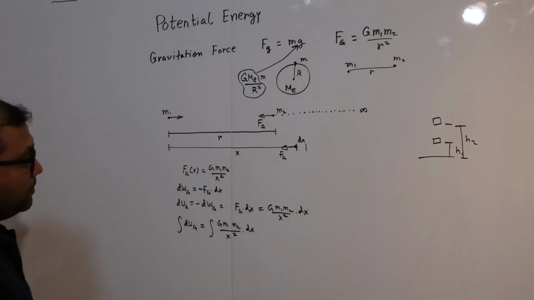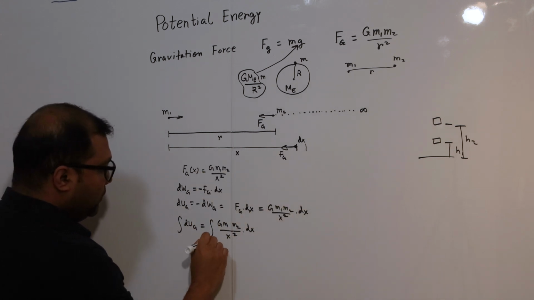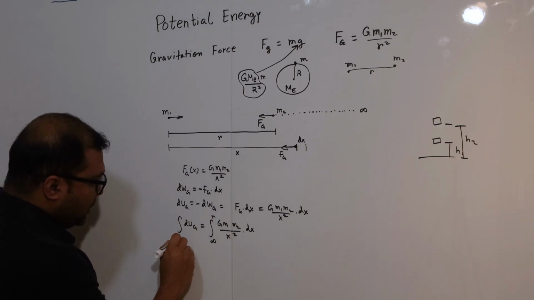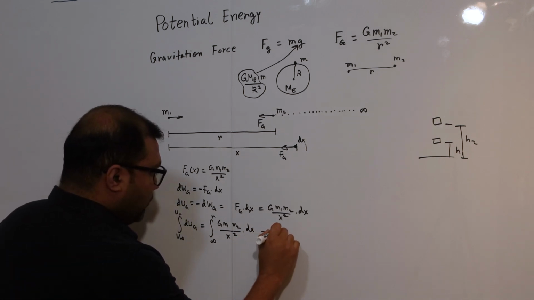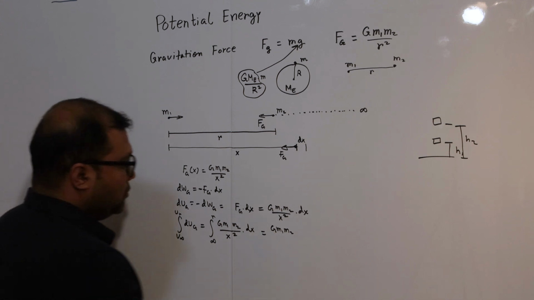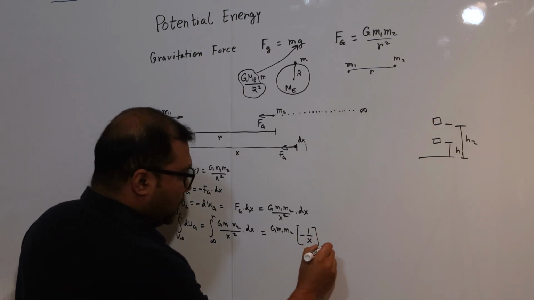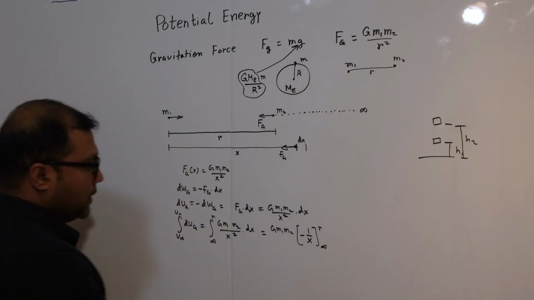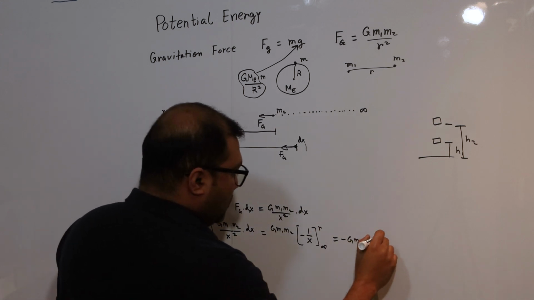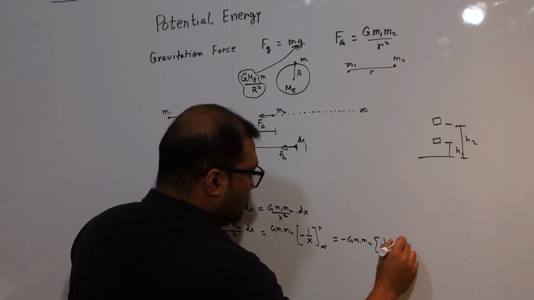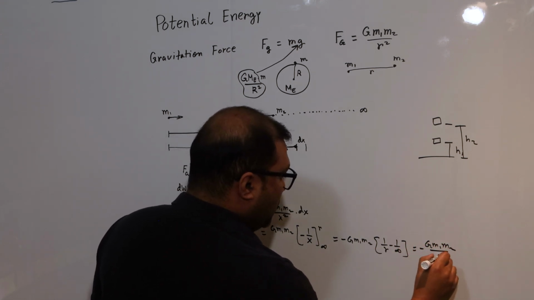Now what's the range of x? We are bringing x ranging from infinity to r. Let's say the potential energy at infinity is U infinity and at r is Ur. So this becomes G m1 m2, it's a constant. This is dx by x square, integral of that is minus 1 by x, and the limits are infinity to r. So we can further write this as minus G m1 m2 into 1 by r minus 1 by infinity, which is 0. So this is equal to minus G m1 m2 by r.